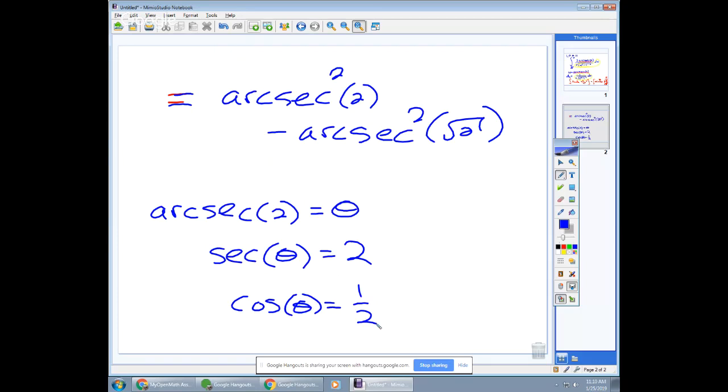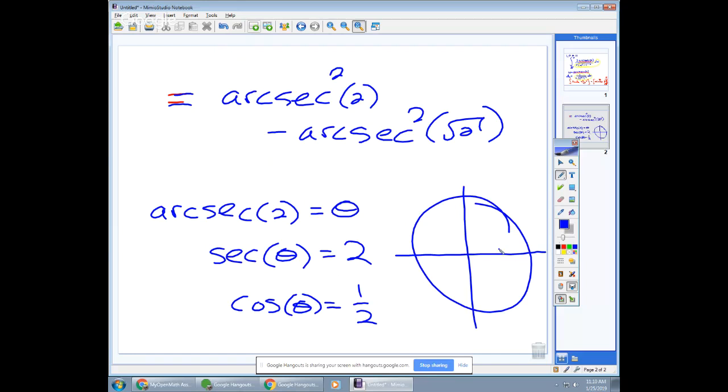I gotta draw a picture to double check. Cosine is an x value. So if x is 1/2, the angle should be pi over 6? No, pi over 3. Yeah. Pi over 3. So the angle we want here, according to this picture, if that's 1/2, it's the bigger angle over here, before pi over 2. So the angle I want is pi over 3. So we're gonna have a pi over 3 minus something.